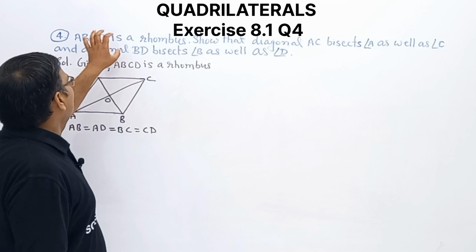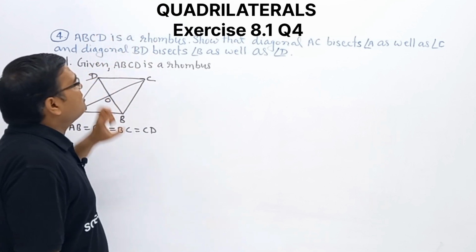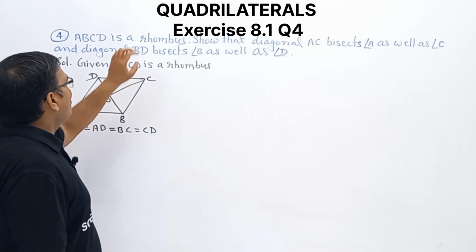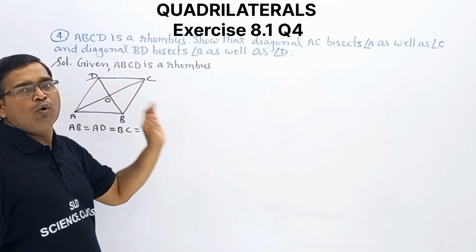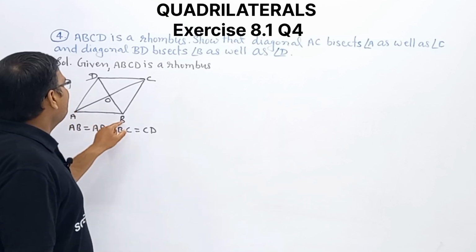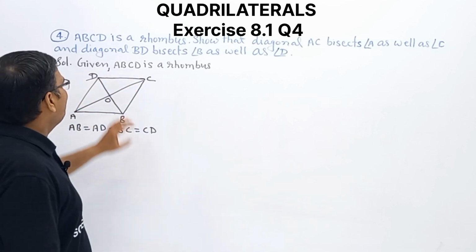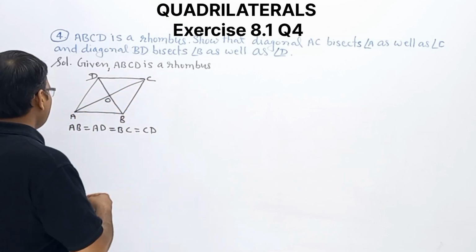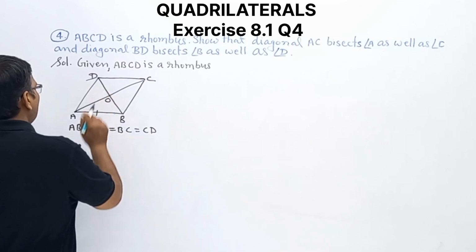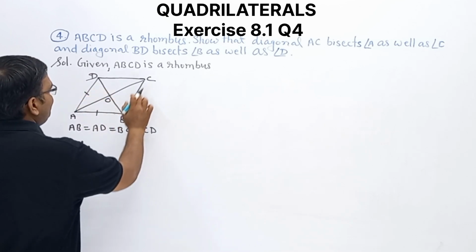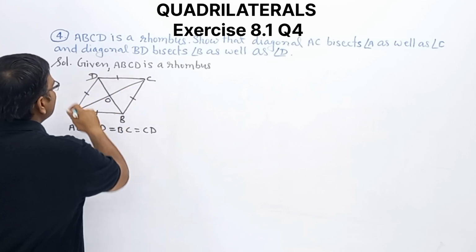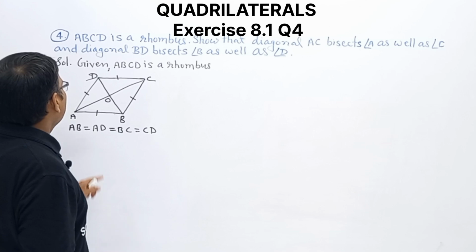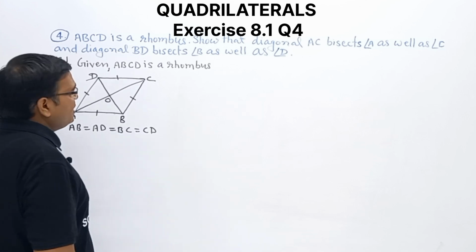So first we should know what a rhombus is. A rhombus is a parallelogram having all sides equal. So ABCD is a rhombus. So we can say AB equal to AD equal to BC equal to CD. All sides of this quadrilateral are equal.